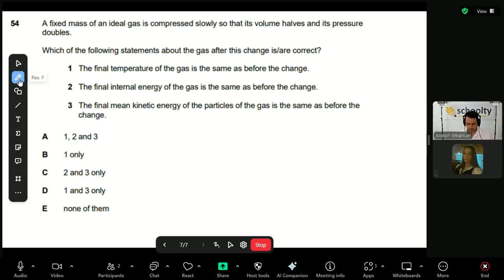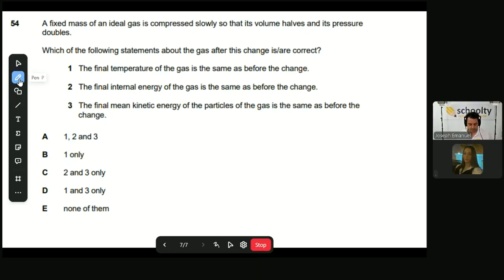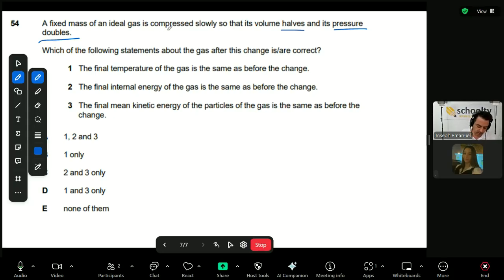A fixed mass of an ideal gas is compressed slowly so that its volume halves and its pressure doubles. Which of the following statements about the gas after this change is or are correct? Okay, before you read the statements, let's understand the question. What equation to use?